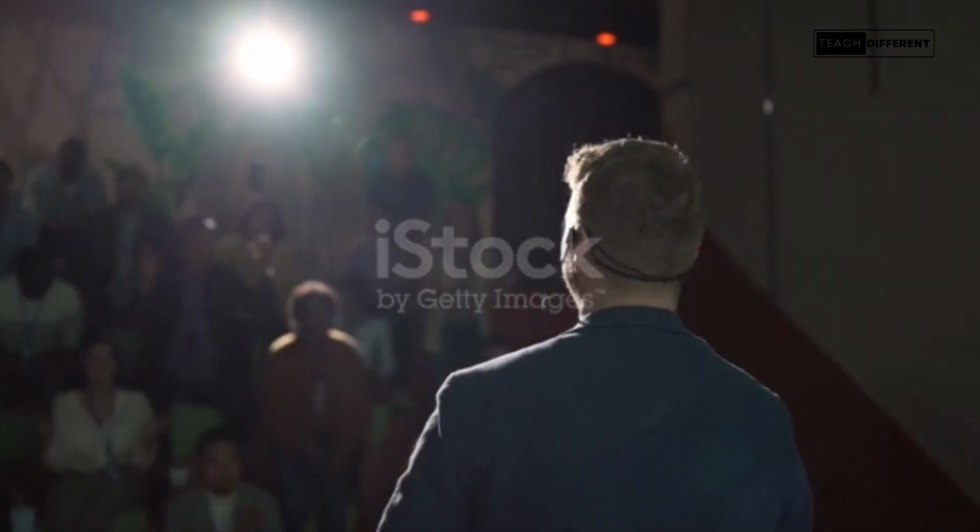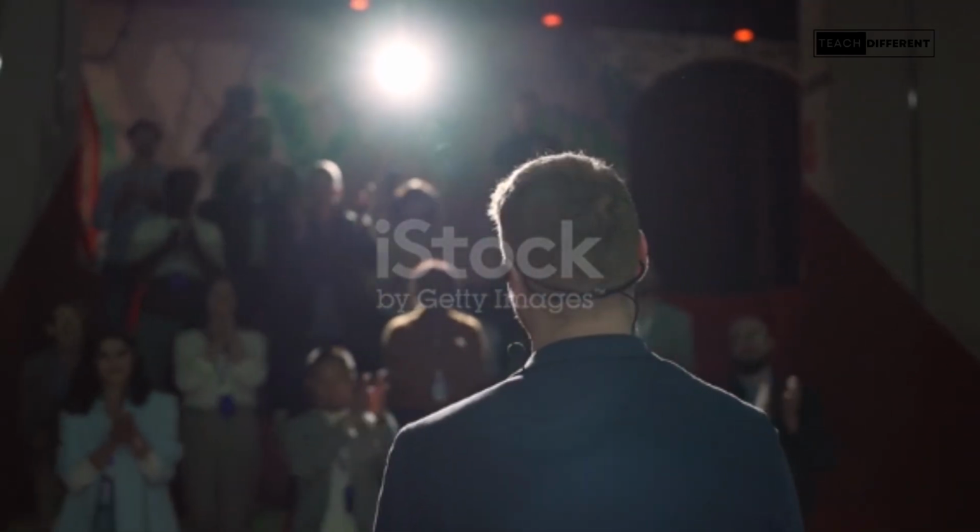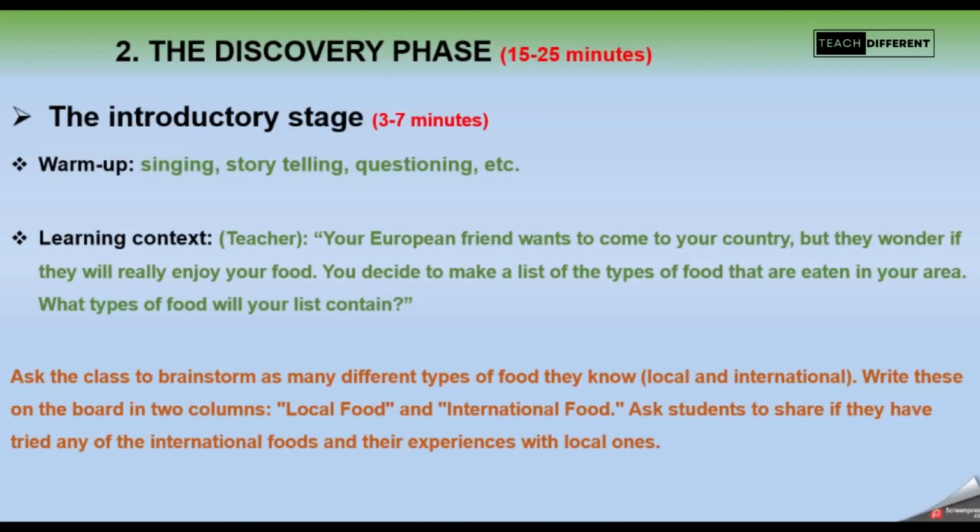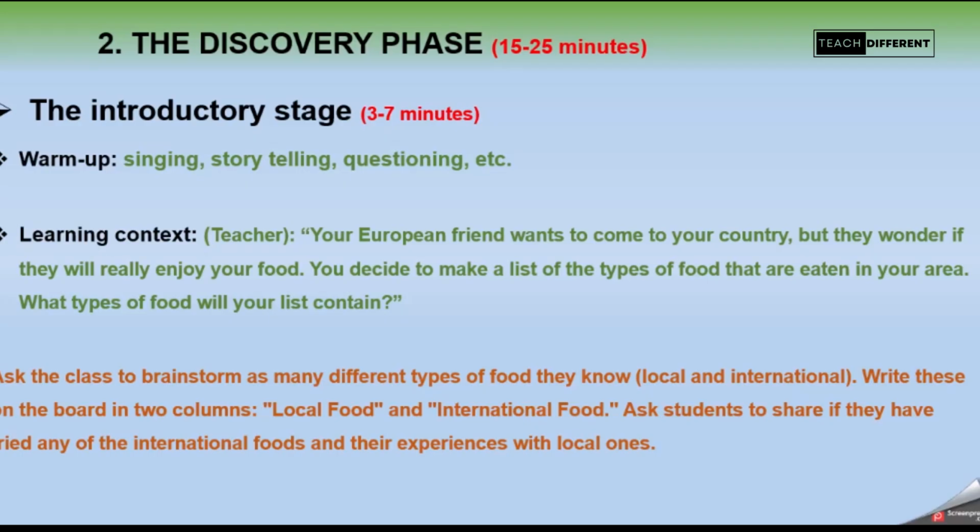lesson. The warm-up may be a song, a story that you tell, a proverb, a question, etc. Anything. The learning context just helps your students engage more in the lesson. And as an example of a learning context, your European friend wants to come to your country, but they wonder if they will really enjoy your food.